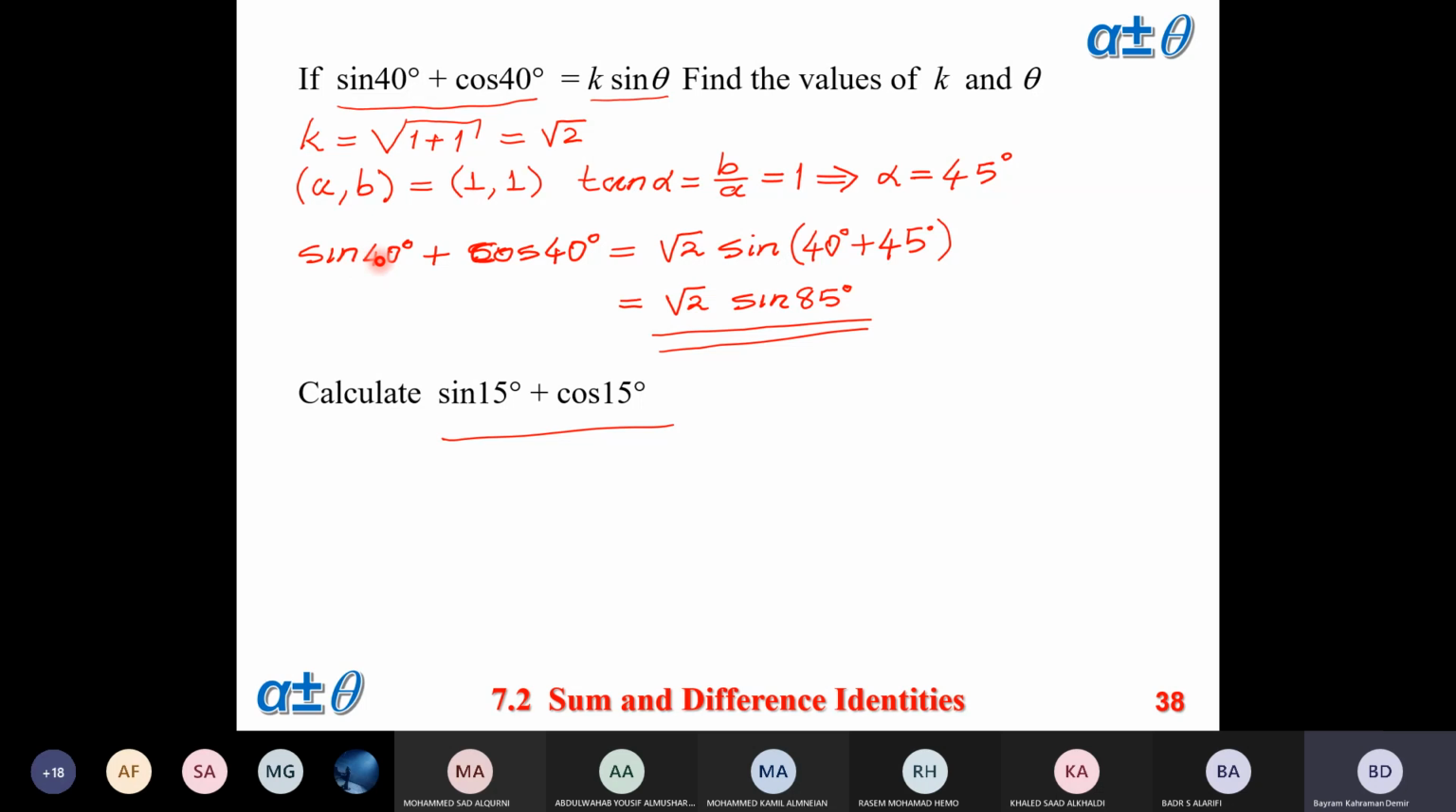Now, Shabab, sine of 40 plus cosine of 40 is equal to k times sine of x plus alpha. You see that? This x is 40, yani, right? So it is sine of x plus alpha. Well, x is 40, alpha is 45, so it will give you sine of 85. So root 2 times sine of 85, so you can see the k is root 2 and theta is 85. Shabab.